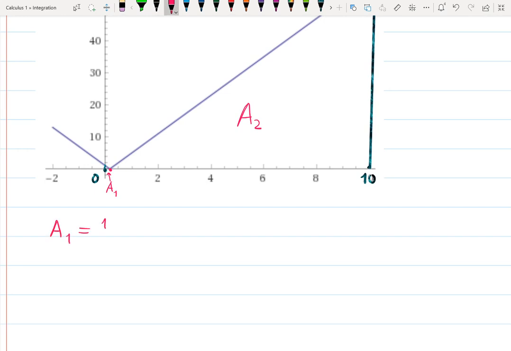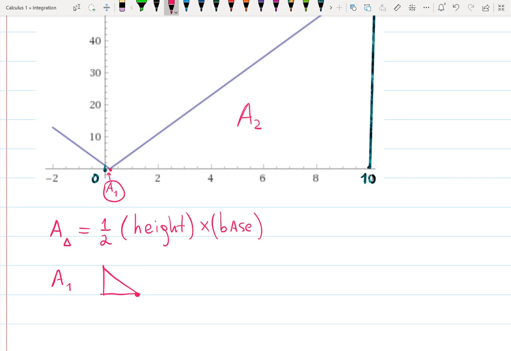A1, the area of the triangle is 1/2. So just to remind you, the area of the triangle, I will put a little triangle over here, is 1/2 times height times base, right? So we just need to find the points of intersection for this small triangle to know the height and the base. For A1, I have a small triangle like this. It's over here. And a point over here is 1/6.